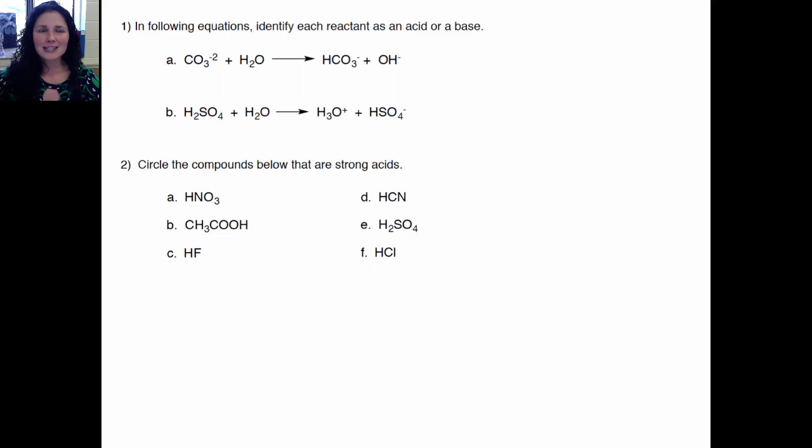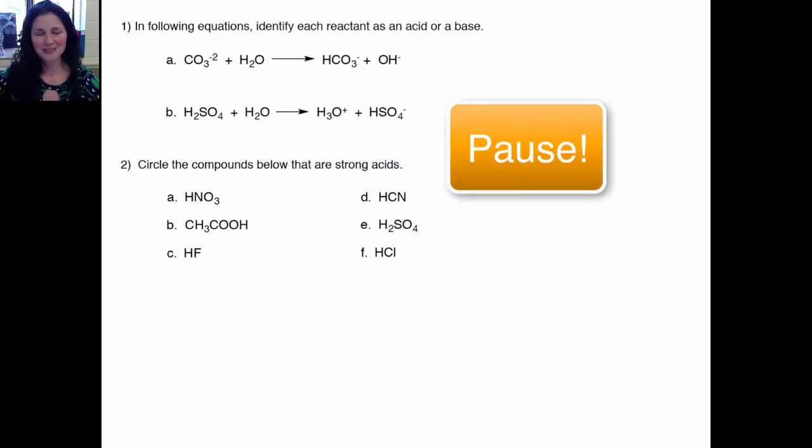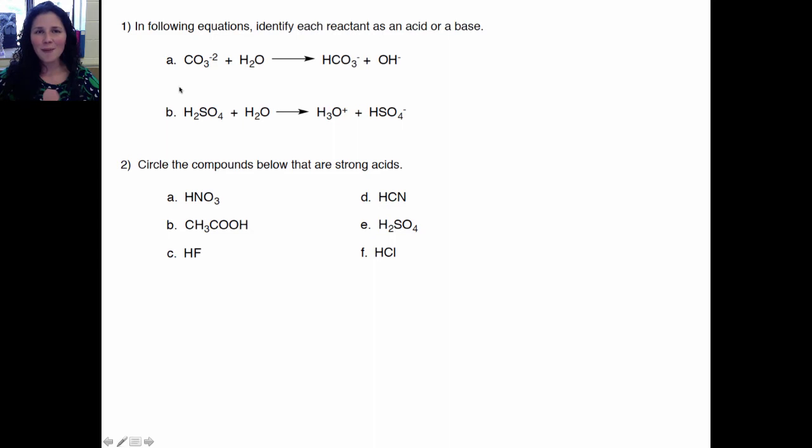Now I'd like you to practice. Pause the video and try the questions that are on the second page. In question 1, I'm asking you to identify the reactants as acids or bases. Let's use the Bronsted-Lowry definition. The Bronsted-Lowry definition will be the most useful one for you to remember.